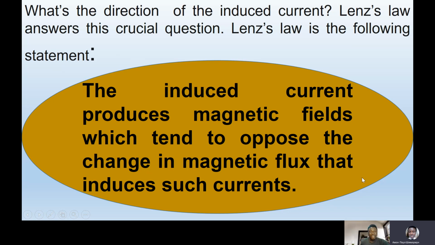In the next class, we look at Lenz's law, because we're interested in knowing the direction of the induced current. Lenz's law answers this crucial question. Lenz's law is the following statement. The induced current produces magnetic fields which tend to oppose the change in magnetic flux that induces such currents.